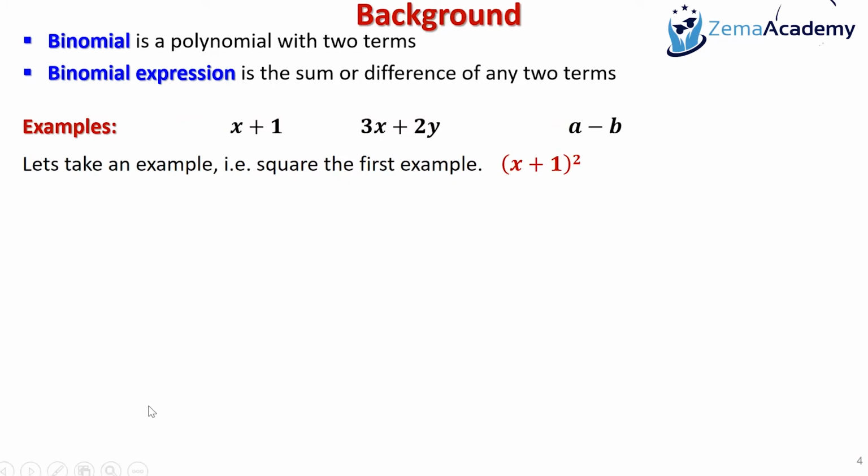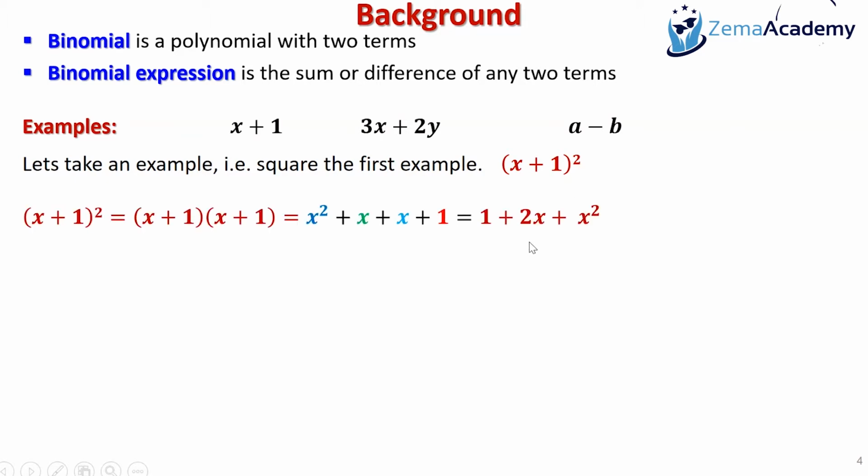Okay, so let's start. I have started off with a very easy example, which is the first example, x plus 1. Like I said, x plus 1 is a binomial. In the next step, I am squaring this binomial expression, x plus 1. So the next thing that you see is x plus 1 whole square, a binomial term when it is squared.